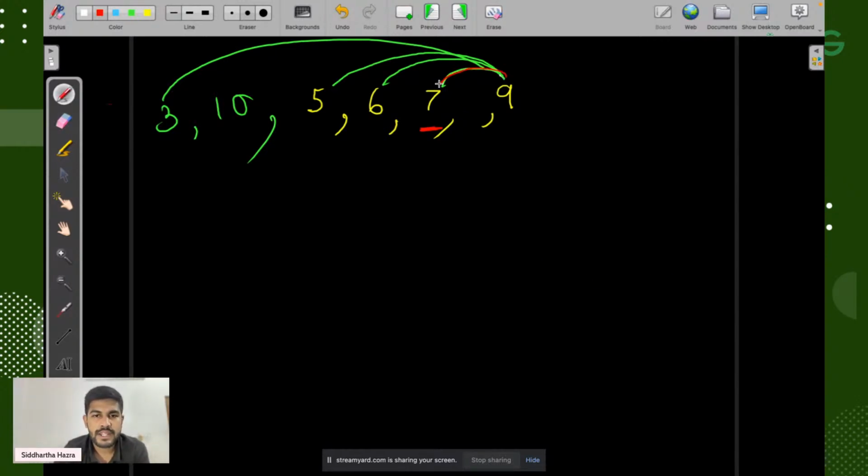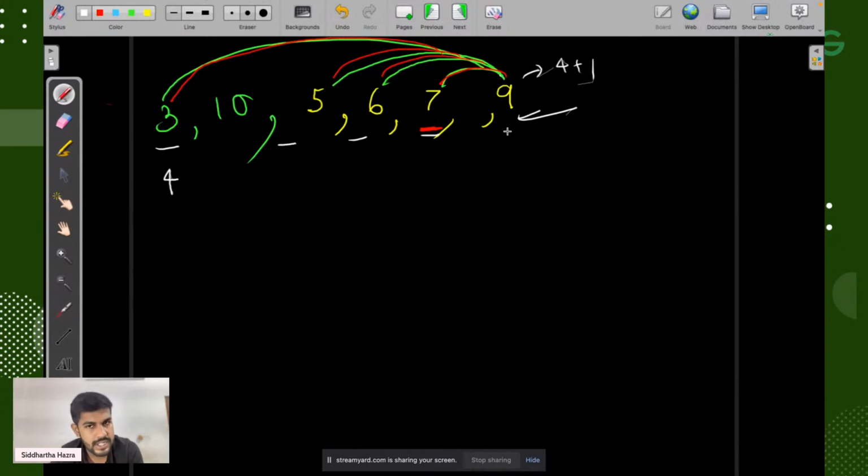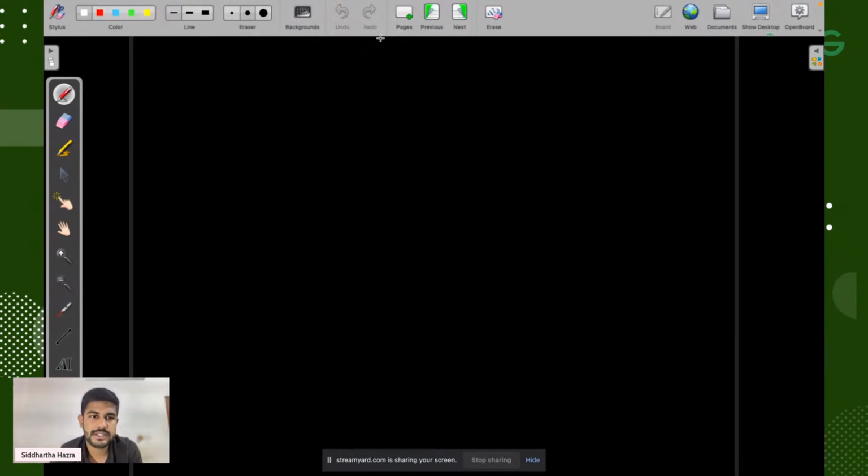See, from 9, the previous number can be this also, and this also. We know this. Now the next thing we need to know is which one of them would have the maximum value. Suppose at this point the value is 4, then this would have 4 plus 1, because 9 would also be included. So till this point, suppose, let's have something like this.